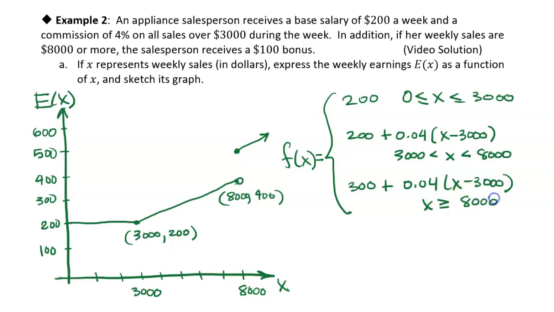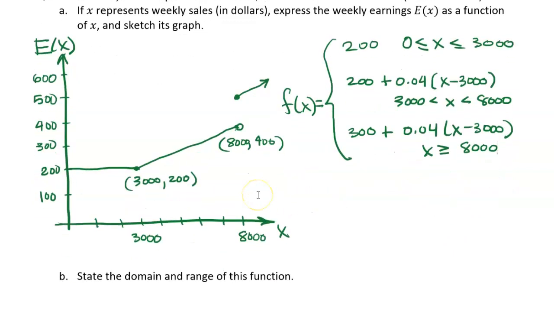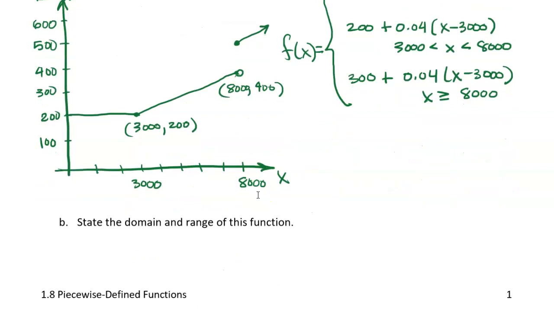Now in this case, I'm going to include 8,000 because she gets that bonus if she sells 8,000 or more, right? So 8,000 is included in that interval of this piecewise function. Okay, so there you go. That's our piecewise defined function. And there's one more question here, which is just to state the domain and range of this function.